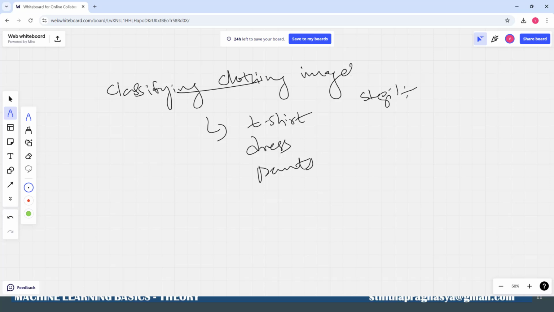Step one is dataset preparation. You start with a dataset of images where each image is labeled with its category, like these categories. Each image is represented as a vector of features. Vector is nothing but a list. These features might include color histograms, textures, edges, or more sophisticated representations like the output from a convolutional neural network, or CNN in short, which we'll talk about in one of the other videos.